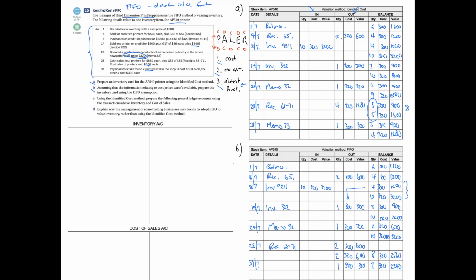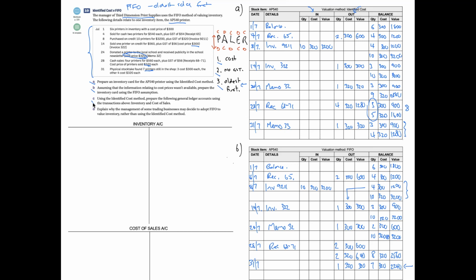In FIFO, we assume that we have 7 of the $320 ones. The more accurate reflection is that we actually still have 3 of the $300 ones and 4 of the $320 printers. Now, if you followed that, you might have found it a bit of a stretch. That's taken about 15 minutes. We've successfully followed the rules of recording inventory and inventory cards.